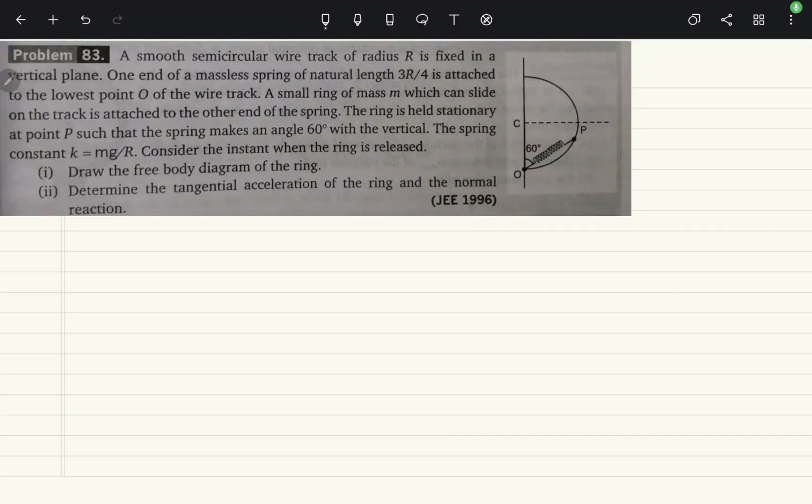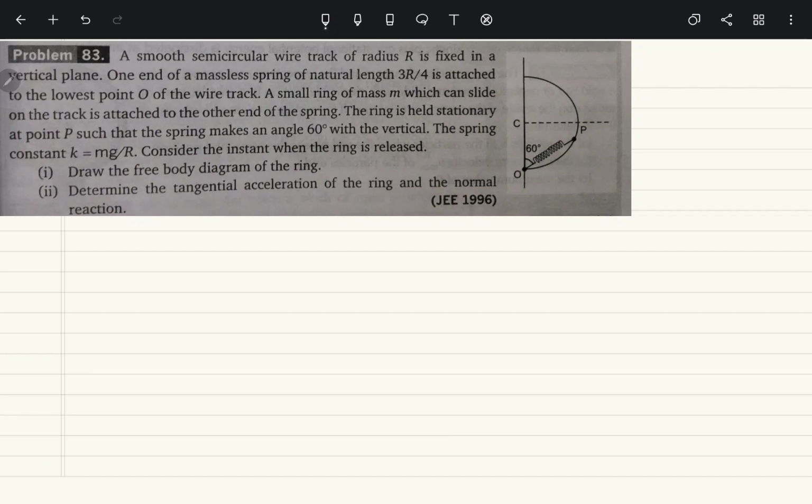In this question, a smooth semicircular wire track of radius r is fixed in a vertical plane. One end of a massless spring of natural length 3r/4 is attached to the lowest point O of the wire track. A small ring of mass m, which can slide on the track, is attached to the other end of the spring. The ring is stationary at point P where the spring makes a 60-degree angle, as shown. The spring constant is mg/r. Find the acceleration when the ring is released.